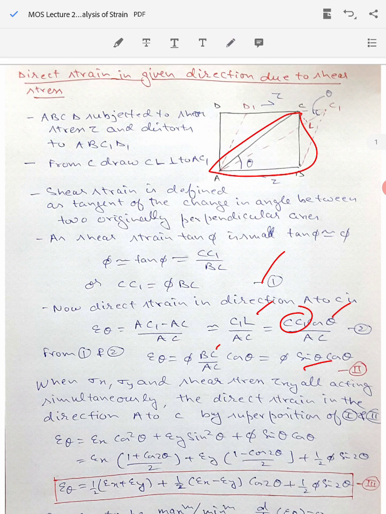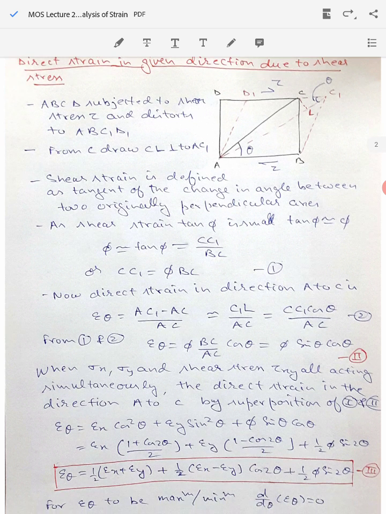So that gives you the value of epsilon theta as 5 times sin theta cos theta. Remember what phi is? Phi is the shear strain, whose approximate value will be given by tan phi equal to CC1 by BC. So using this we can find the value of strain in the direction theta if we know the shear strain value phi.